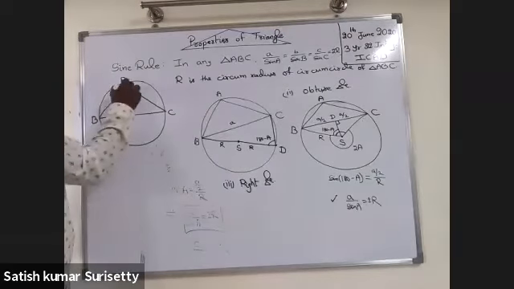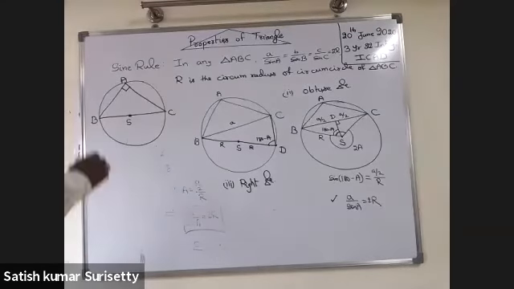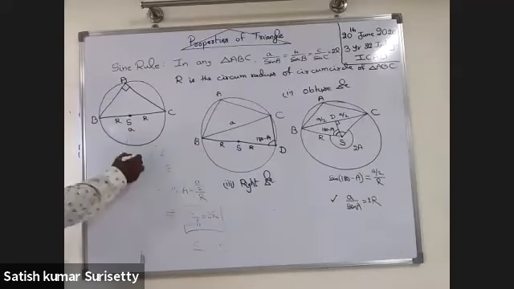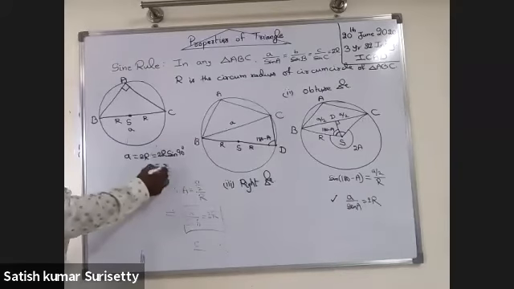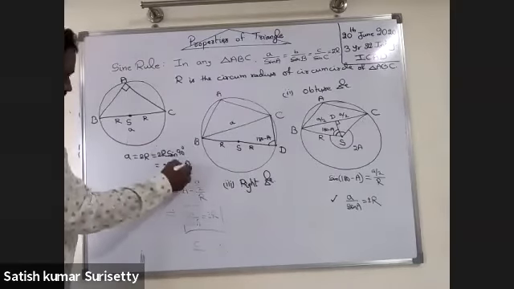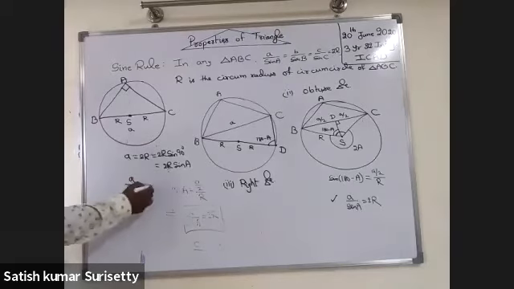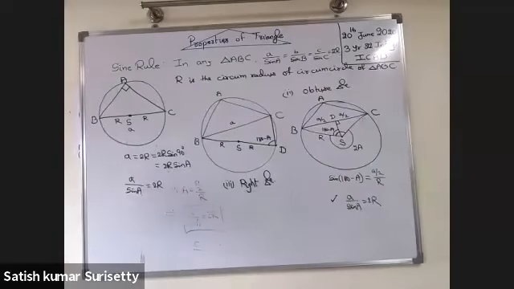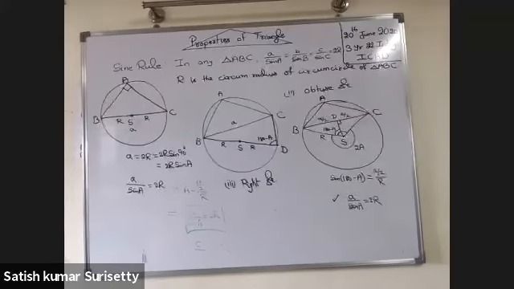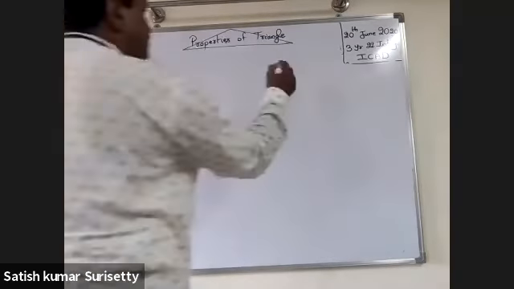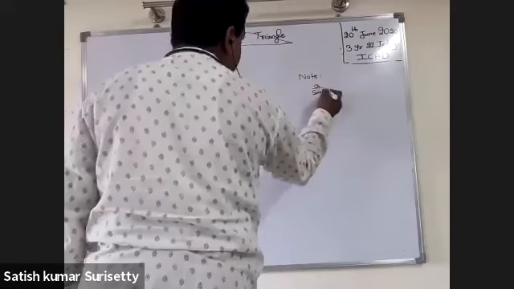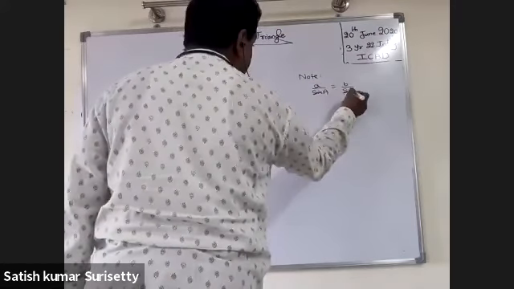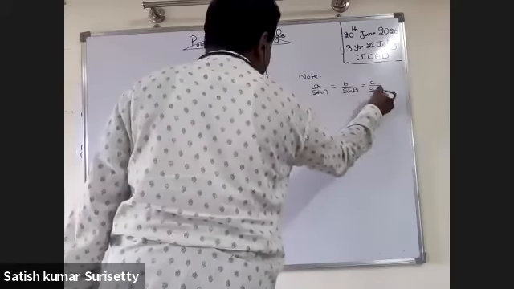So angle A will be a right angle. This will be 2R. This is also 2R. The length of BC is what? a. So a equals 2R, which you can write as 2R sine 90, which is the same as 2R sine A. So a upon sine A equals 2R. a upon sine A equals b upon sine B equals c upon sine C equals 2R.